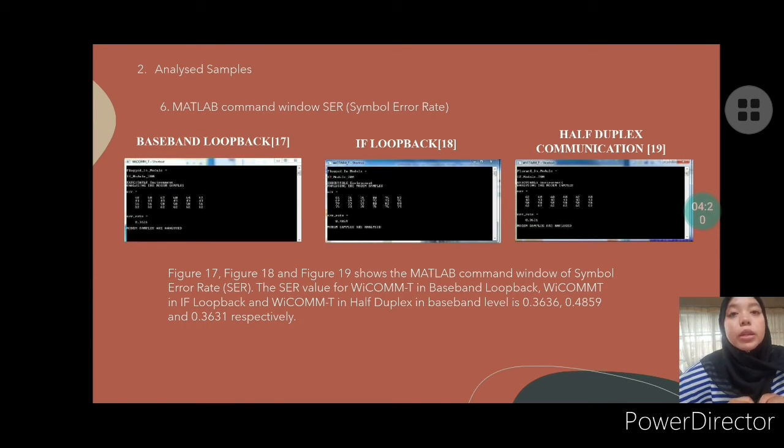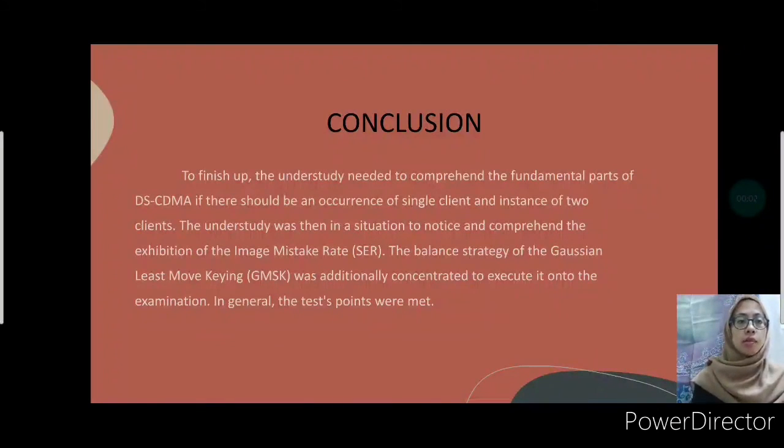For analysis sample, MATLAB command window SER, which is symbol error rate. Figures 70, 80 and 90 show the MATLAB command window of the symbol error rate, SER. The SER values for baseband loopback, IF loopback and half duplex in baseband level are 0.3636, 0.4859 and 0.3631 respectively.